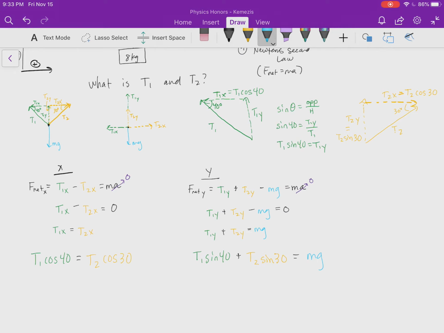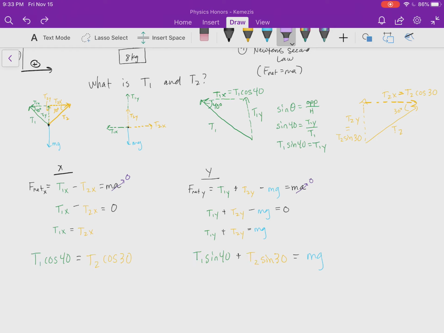Okay, so what we just did here is we eliminated the fact that we had 4 unknowns, and the only unknowns we have right now in these two equations are T1 and T2. Right? Because cosine 40, if you go into your calculator, you can actually get a value for that operation. Okay, so in our calculators, we can do cosine 40, and we get 0.766.